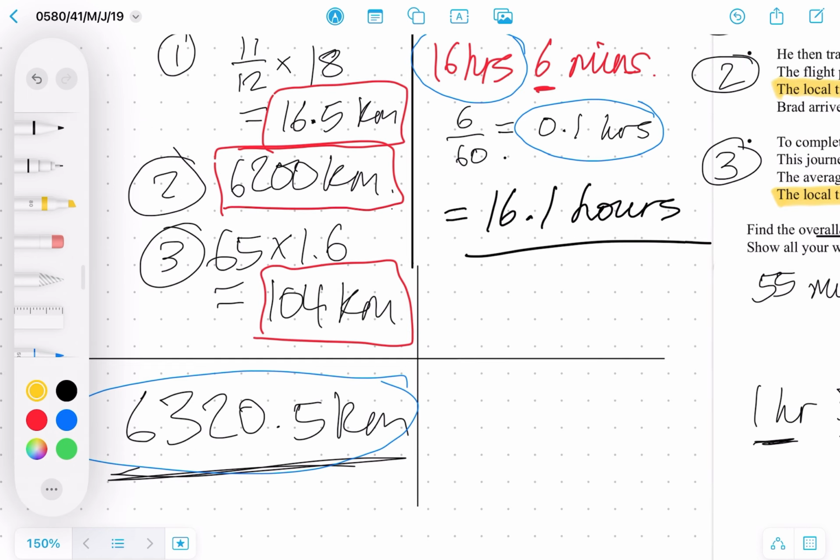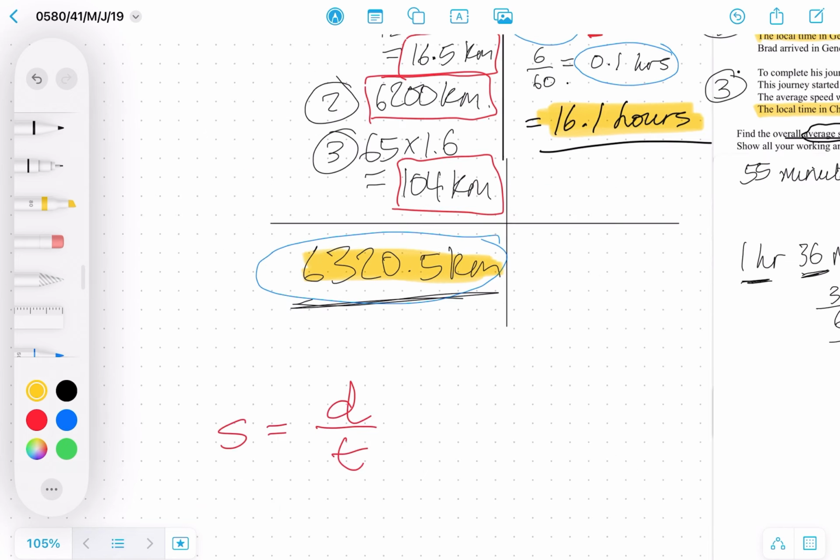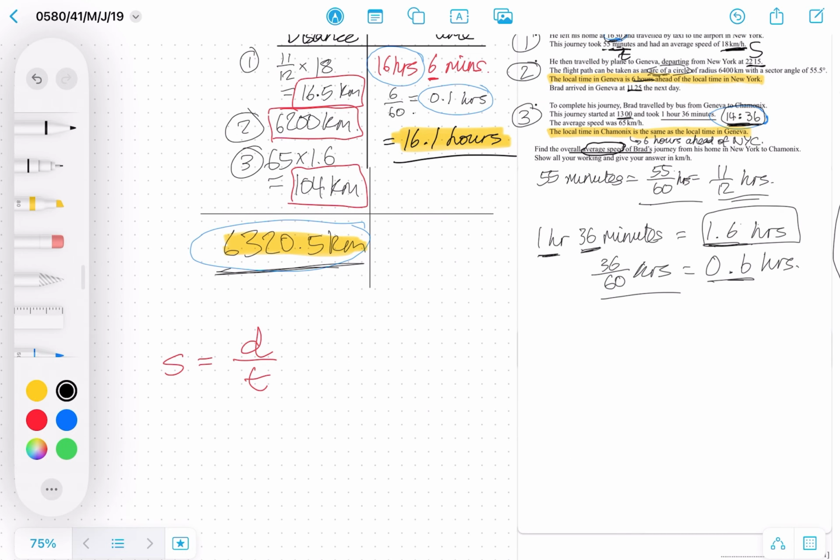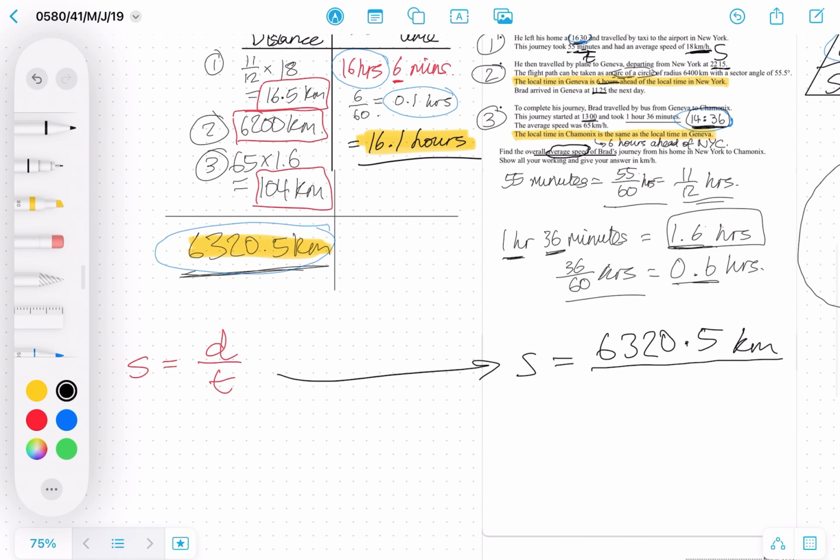And now if we highlight these two important pieces of information, we've got the distance is 6,320.5 and the time taken is 16.1 hours. So speed is equal to distance over time. So therefore, speed is equal to 6,320.5 kilometers divided by 16.1 hours. And if you put this into your calculator, you should be getting an answer of 392.577... And remember, in IGCSE maths, you need to round off to 3 significant figures.